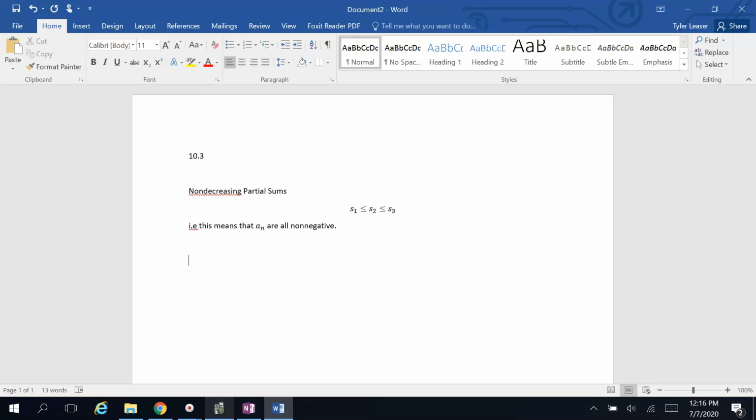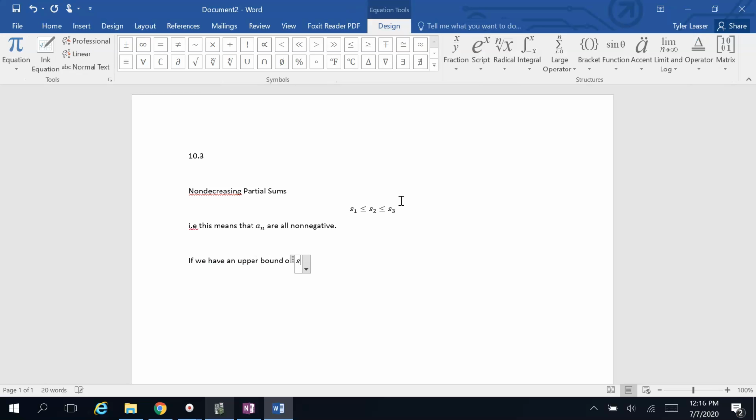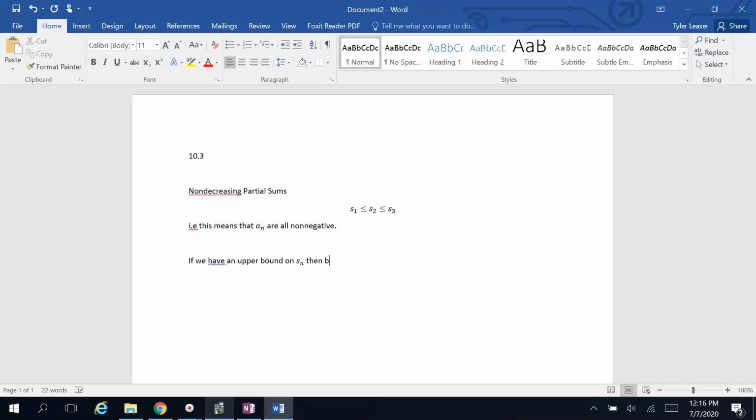And even more so, we can take this even further. If we have an upper bound on the partial sums, then by the monotonic boundedness theorem, we have the series converges.